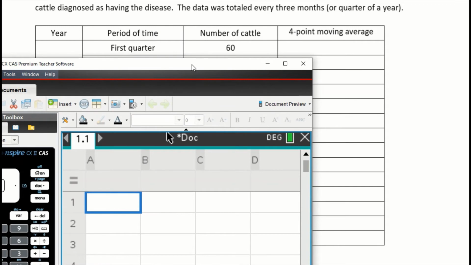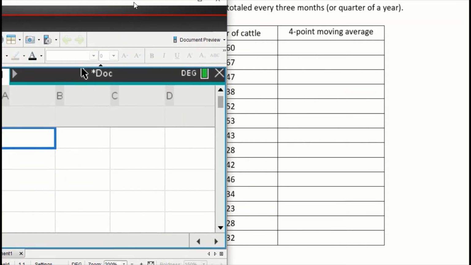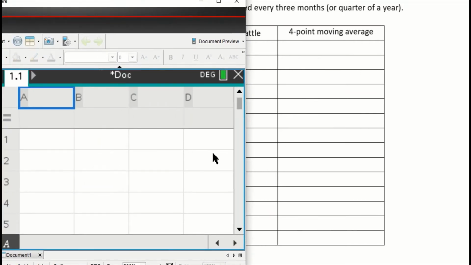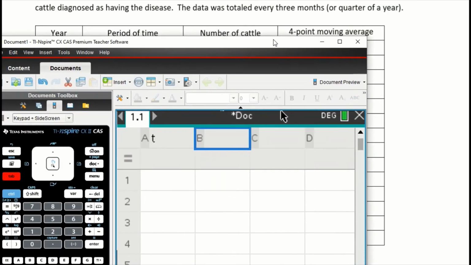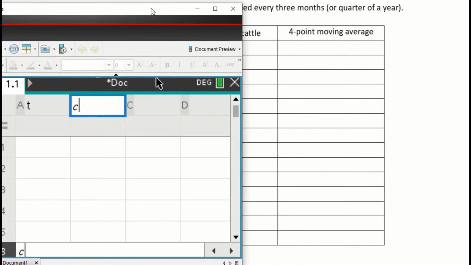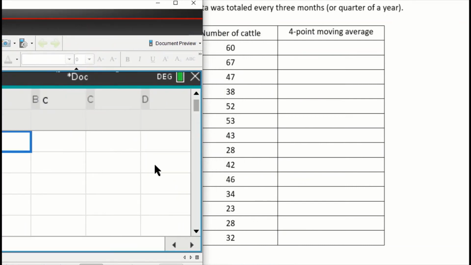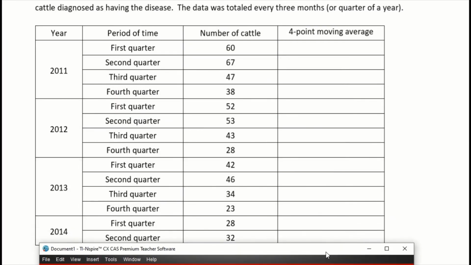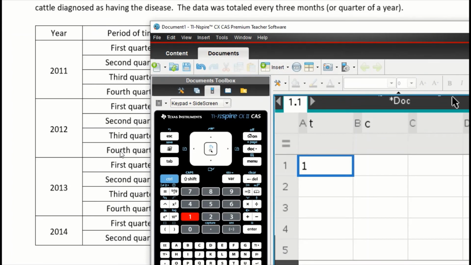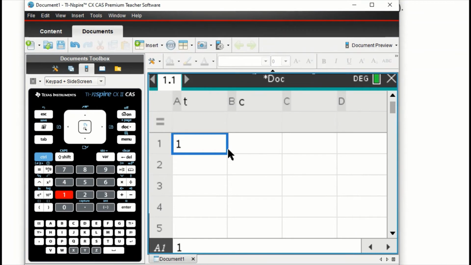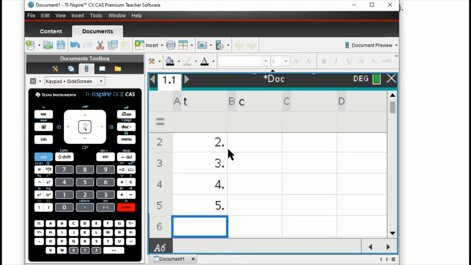So we are going to put in the data. The first one is going to be our time, so you can just put T. Then the second one, we are going to put in the number of cattle, so we just put C. Alright, so let's key in the numbers. So we have 1, 2, 3, 4, 5, 6, 7, 8, 9, 10, 11, 12, 13, 14.